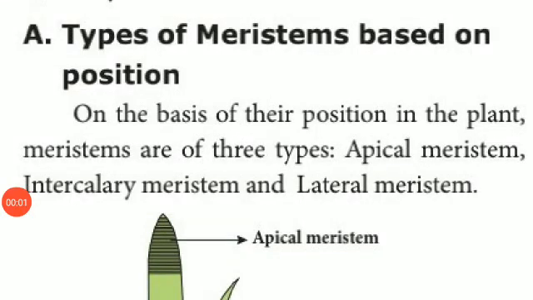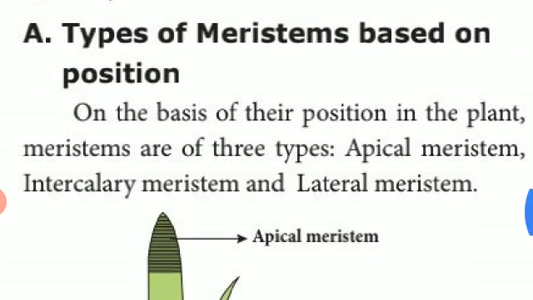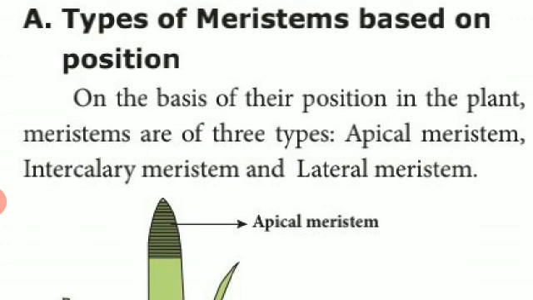Good morning, students. Today we are going to study the types of meristem based on their positions, where they are present. According to that, the meristems are classified into three types: apical meristem, intercalary meristem, and lateral meristem. Each meristem has different functions. So what are the functions they carry out? These are the things we are going to study.